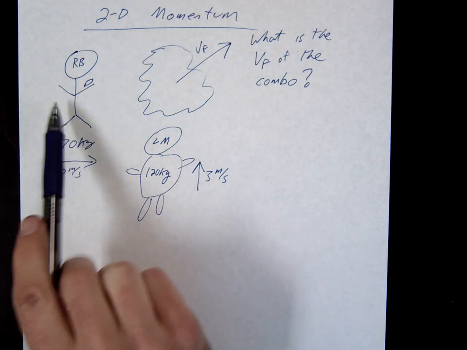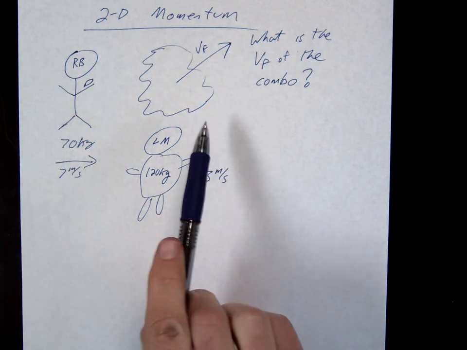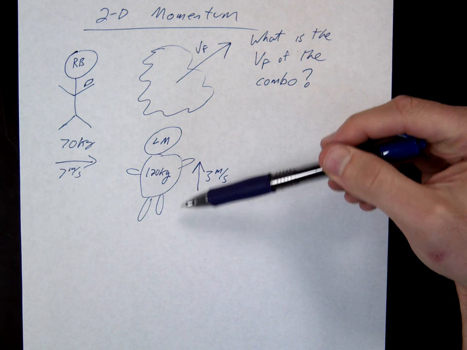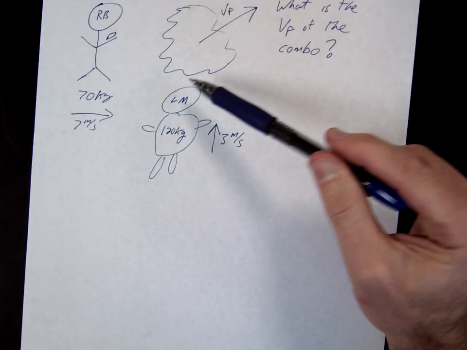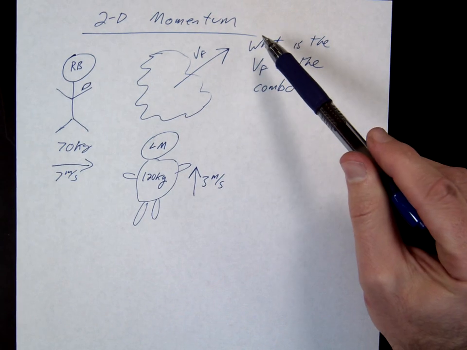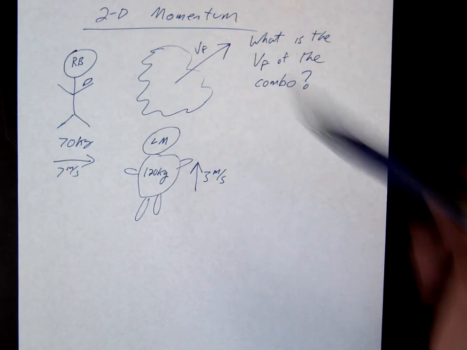Okay, so we have our running back running this way, 7 meters per second. We have our lineman running this way, 3. He's going to make the tackle, and as a group, they're going to move off at an angle here. Okay, and that's what we're looking for.